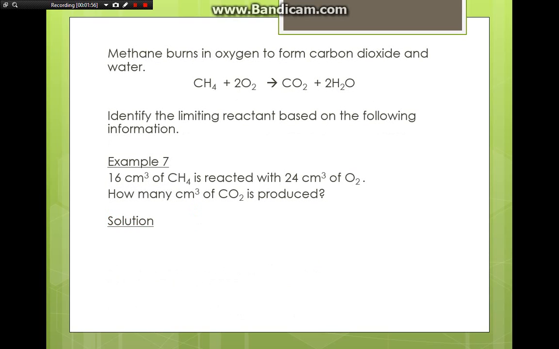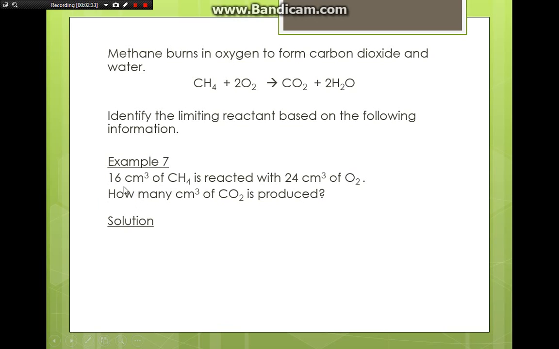Now a new reaction. Methane burns in oxygen. We will get carbon dioxide and water. And then we have to identify the limiting reactant based on the information, where we have 16 cubic centimeter reacted with 24. Even if they don't tell you that it's a limiting reactant question, remember that they give you information on 2 reactants. We have to figure out which one is limiting before we can figure out the amount of products formed.